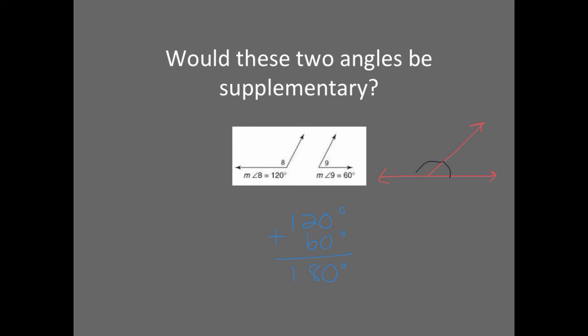So what I'm trying to get at is supplementary angles don't have to touch. They don't have to share a side. They can have nothing in between them. And still, if two angles add up to 180 degrees, we can call them supplementary.